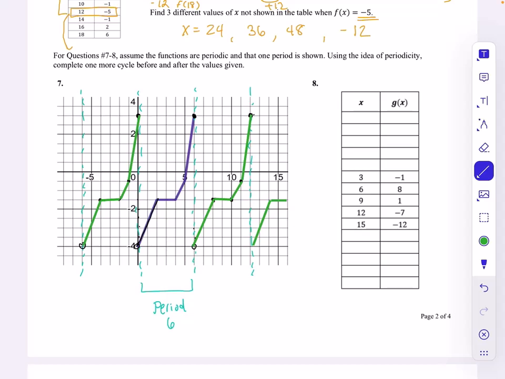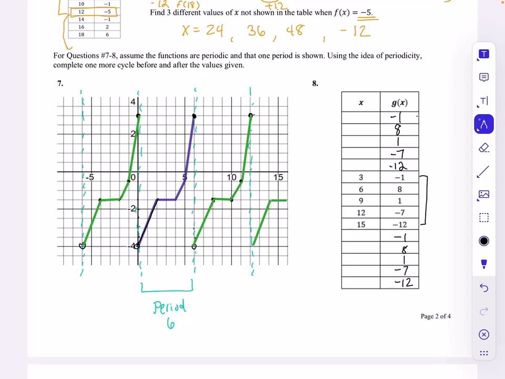That same idea carries over into the table. In fact, the table is even a little more straightforward. Here, basically, the outputs go -1, 8, 1, -7, -12. To be periodic, if this is 1 period's worth, then it's just going to repeat again. So -1, 8, 1, -7, -12. Same idea working backwards: -1, then the one before that was -12, -7, 1, 8, -1.